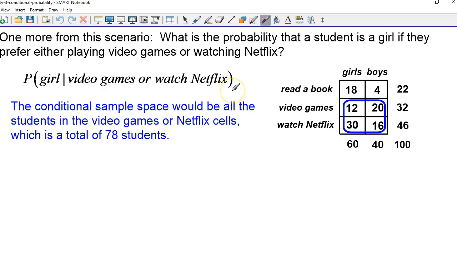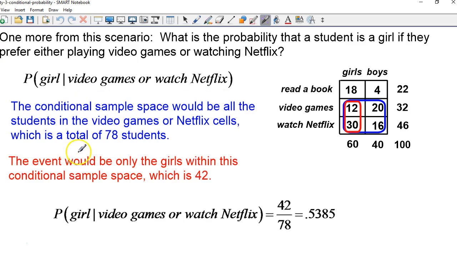If I analyze that, the conditional sample space would be all the students in the video games and watching Netflix section. If you add that up, that's a total of 78 students, so that's going to go on the bottom of our fraction. The event would be the people inside that blue conditional sample space who are girls, which would be the 12 and the 30 together, which is 42. That's why there are 42 girls out of the 78 students who meet the condition they like video games or watching Netflix. And that probability is correctly computed to be 0.5385.